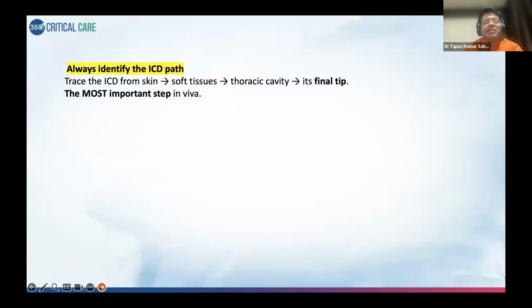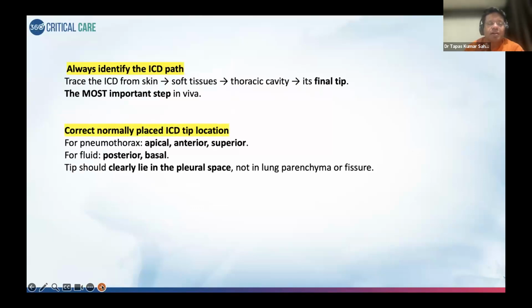Now, always identify the ICD path. Trace the ICD from the skin, soft tissue, thoracic cavity, its final tip. Okay, so it should be the way: skin, soft tissue, thoracic cavity, and the tip. And the most important step in viva, correct normally placed ICD tip location.